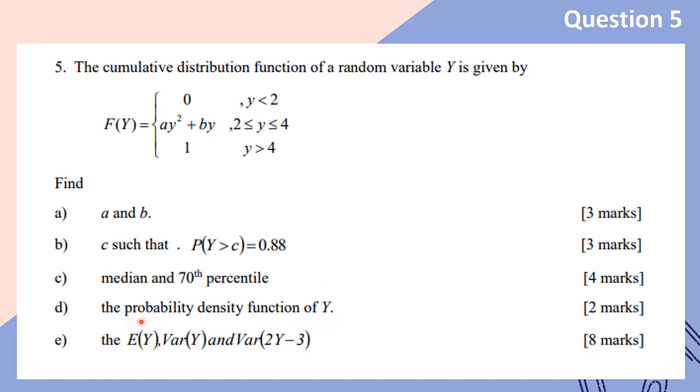So the word here, probability density function. Probability density function is used for a continuous random variable. In this question, it does not mention whether it is continuous or discrete. So the clue to know whether it is discrete or continuous is question D. The probability density function means it is a continuous random variable. And for the last question, we have to find the expectation of y, variance of y, and variance of 2y minus 3. So let's look at the equation.